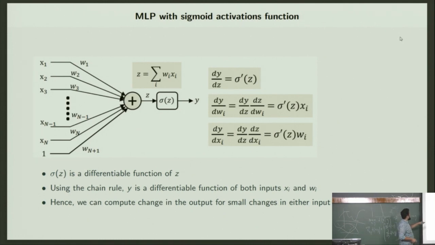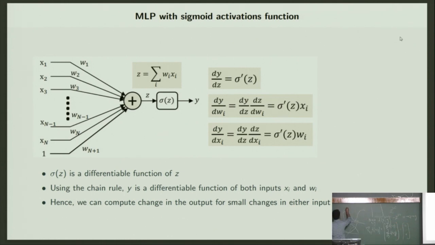Then I have to go back, right? To get to wi somewhere here, I have to do dy by dz and dz by dw. I know dy by dz because y is sigma of z, so dy by dz is sigma prime z. And for dz by dw, z is x1 w1 plus x2 w2 plus x3 w3 and so on.